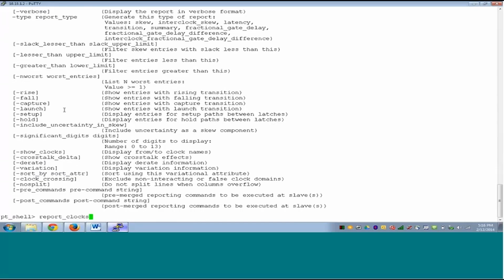So yeah, it has a minus clock option. Otherwise, it will do for all the clocks. So let's do it for one clock first. Let's do it for PCLK, and the compulsory option is minus type. Now it's asking you what. So let's give minus type skew.